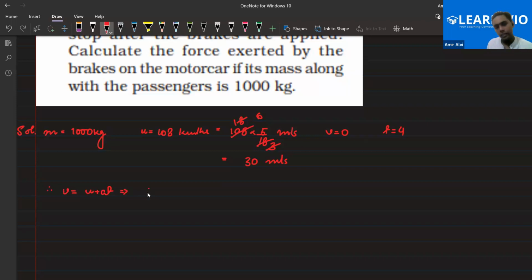So V is 0, U is 30, plus 4A. So A is coming out to be minus 30 by 4, which means minus 15 by 2 meter per second square. So why the negative sign? Because the acceleration is nothing but retardation. It is decreasing the speed.